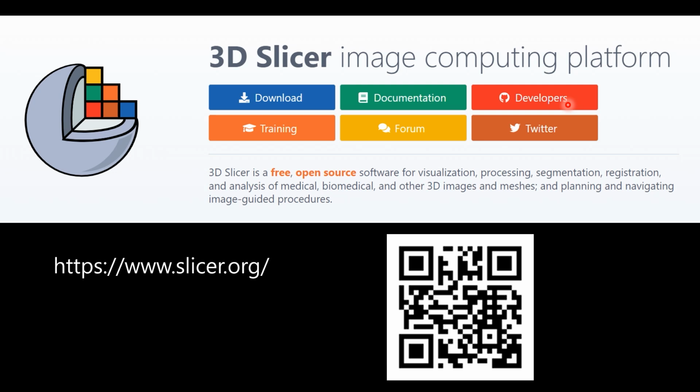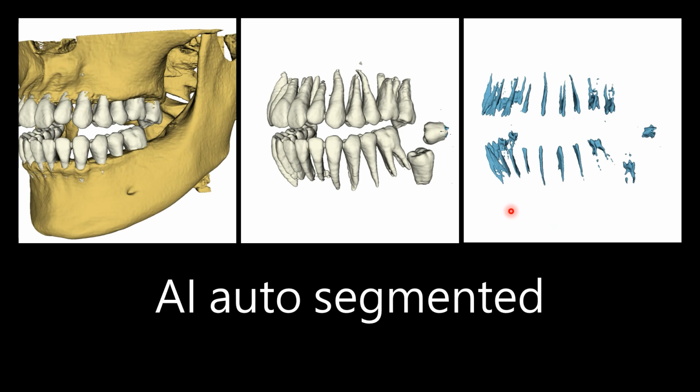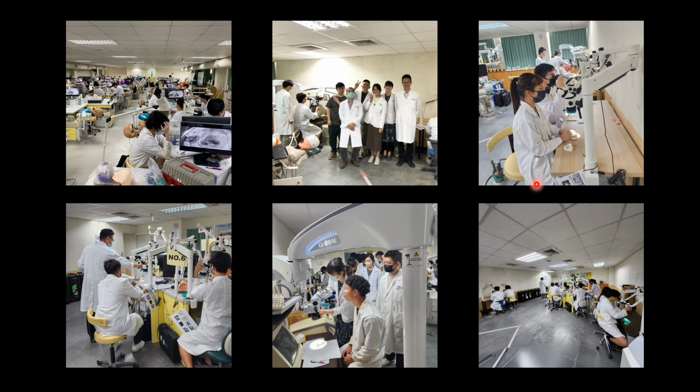It's 3D Slicer. And this is the accuracy that I got. The average accuracy is 90%, and the bone is 96% because the bone is easy, and the tooth is a little harder, at 92%. But the root canal is maybe not that good, with accuracy of just 84%. And the lower one is the validation and loss function of the AI training. So this is what I got in the end.